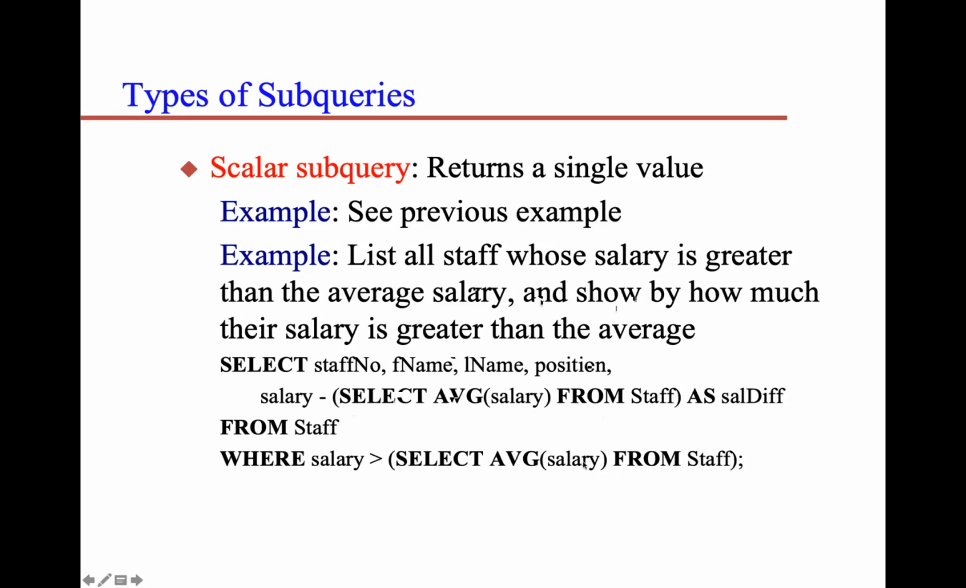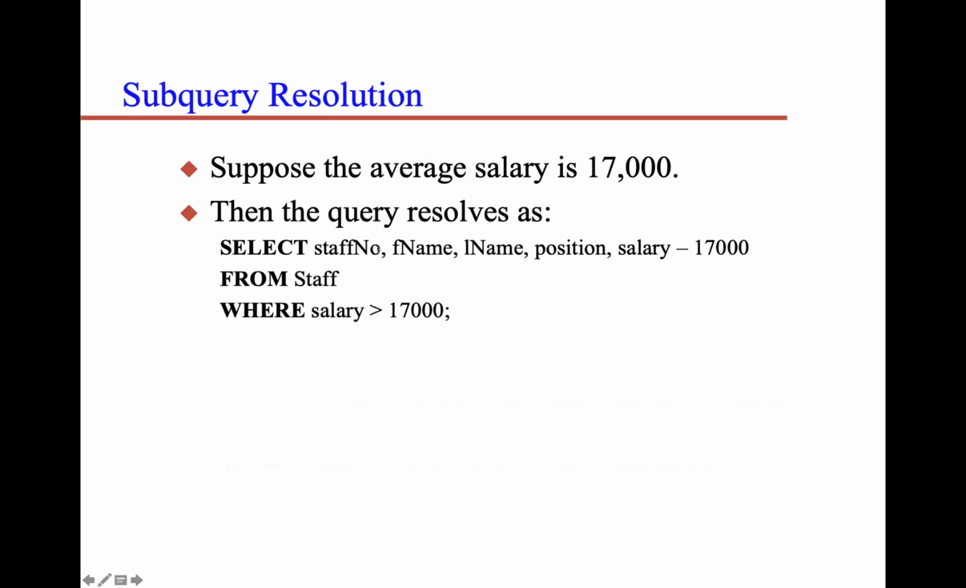And the query optimizer isn't stupid. It should only evaluate this query once because it's not going to change its value. So it's not like you are creating inefficiencies by writing the query this way. If the average salary is 17,000, then the query would resolve like this. Once the inner select statements were executed, both of them would be replaced with 17,000. So the query would resolve to salary minus 17,000, where salary is greater than 17,000.